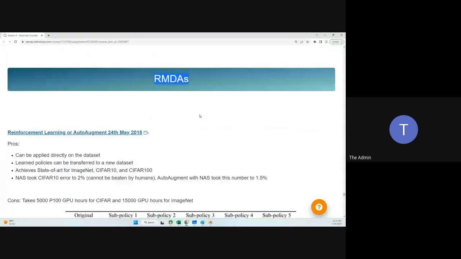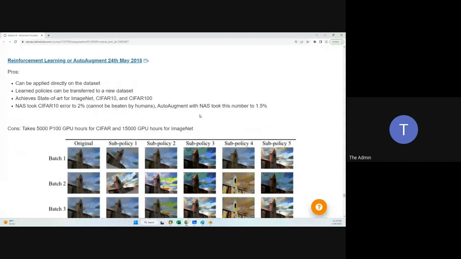In Rich Man's Data Augmentation Strategy, we apply the full reinforcement learning from Google. This is the Google one. They applied this augmentation strategy for 15,000 GPU hours to figure out the best augmentation strategy. 5,000 hours to get the augmentation strategy for CIFAR. CIFAR you can train in under a minute. That's why this is Rich Man's augmentation strategy.